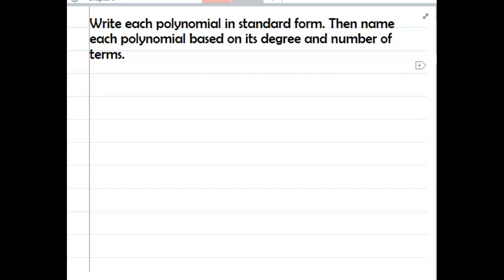So you're going to use one name from here and one name from here. So we'll come back to this. Let's look first at number 8. It says 7 minus 2q.